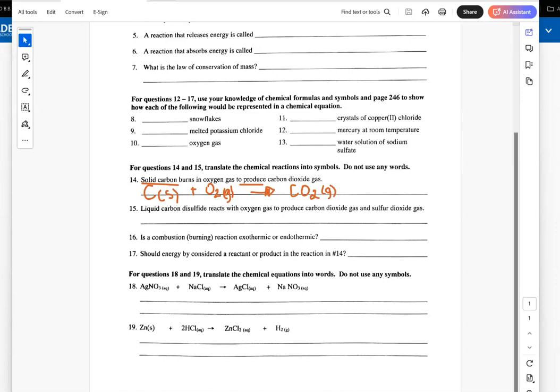And then we just check to see if it's balanced. Well, the carbons are good. There's 1 of each on each side. There's 2 oxygens on each side, so I'm good. That's it. That's as easy as it's going to get. We're just translating it pretty much. So if you want to pause and try the next one, go ahead and do that, and then you can check your work after.